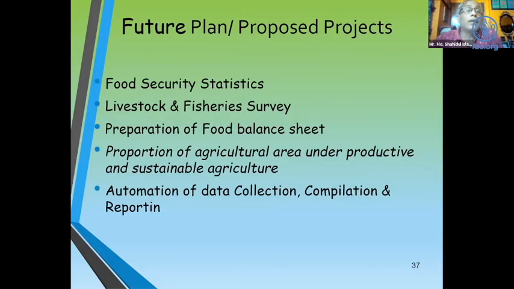Next, our future plan and proposed projects: food security statistics, livestock and fisheries survey, preparation of food balance sheet, proportion of agriculture area under productive and sustainable agriculture, automation of data collection, compilation, and reporting.